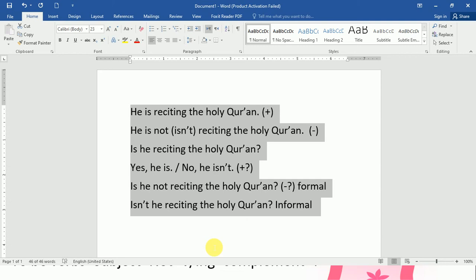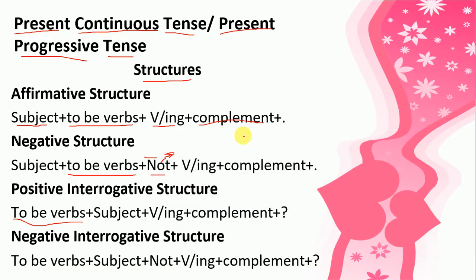I hope you understood how to make a sentence in present continuous tense. I hope you learned how to make a sentence. If you have any question regarding the structures, you are most welcome to ask.